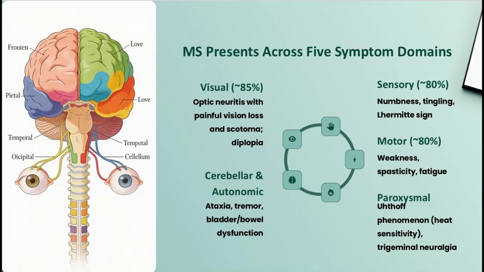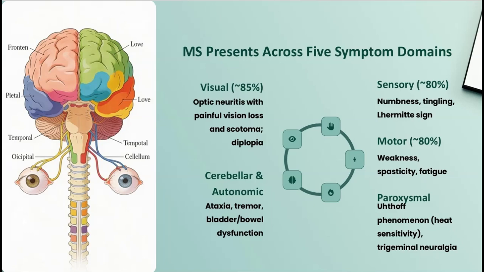Sensory symptoms are also very common. Patients may describe numbness, tingling, altered sensation, or electric shock-like sensations down the spine with neck flexion, known as Lhermitte's sign. Motor symptoms include weakness, spasticity, and profound fatigue, which can be disproportionately disabling. Uhthoff phenomenon refers to transient worsening of symptoms with heat, exercise, or fever due to impaired conduction in demyelinated fibers.